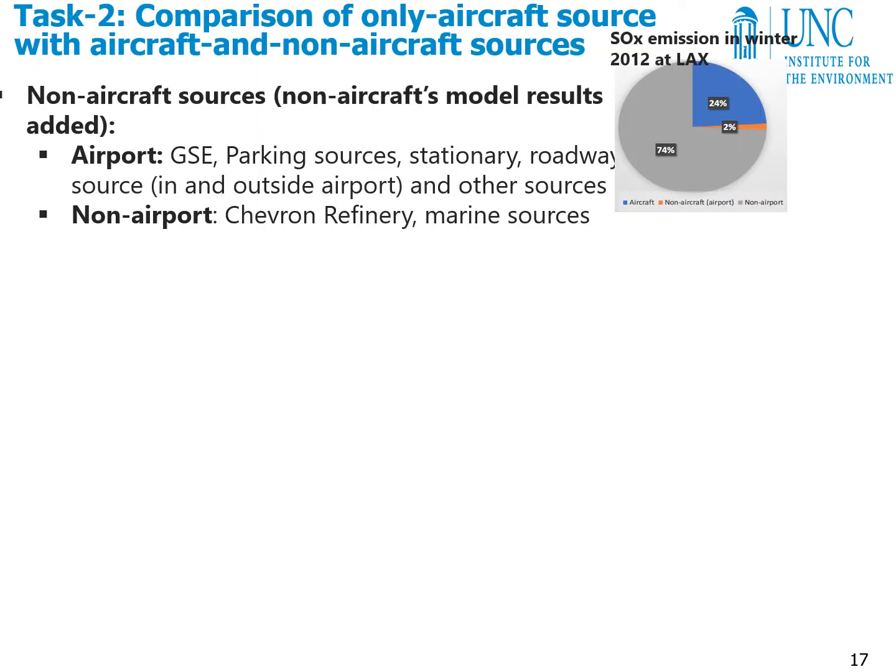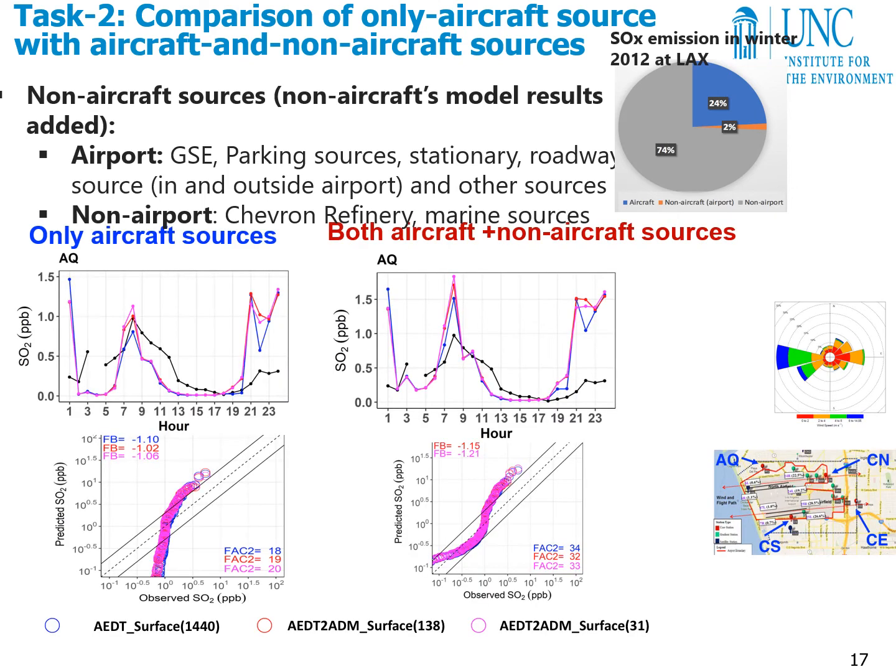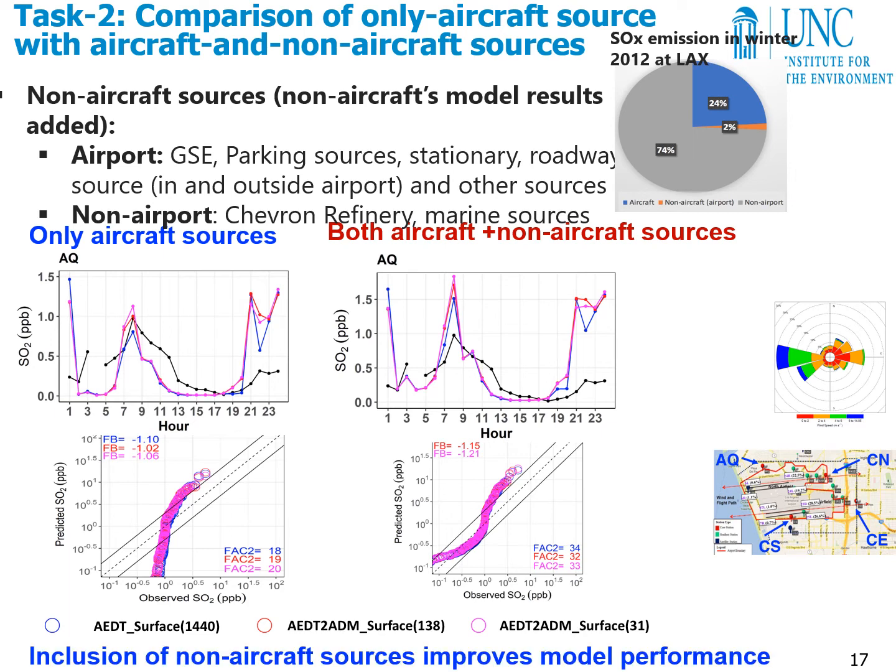This slide shows the comparison of only aircraft source with aircraft and non-aircraft source. Non-aircraft sources are airport and non-airport sources. The right pie chart shows that 70% of SOx emissions at LAX is non-airport source. The left 2 figures are the results of only aircraft source, and the right 2 figures are both aircraft and non-aircraft source. So the result shows that inclusion of non-aircraft source improves model performance.